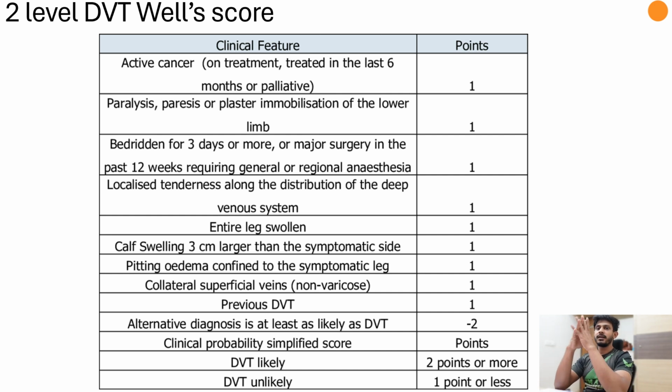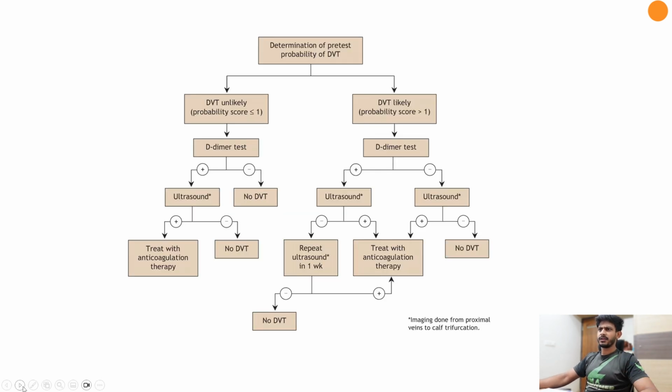So after assessing the Wells score, we come to this flowchart. DVT unlikely, with a score less than or equal to 1, we send something called a D-dimer. If the D-dimer is above the value given in the lab reference range, we do an ultrasound. And in the ultrasound, if there's a presence of DVT, we do a duplex ultrasound of the lower limb.